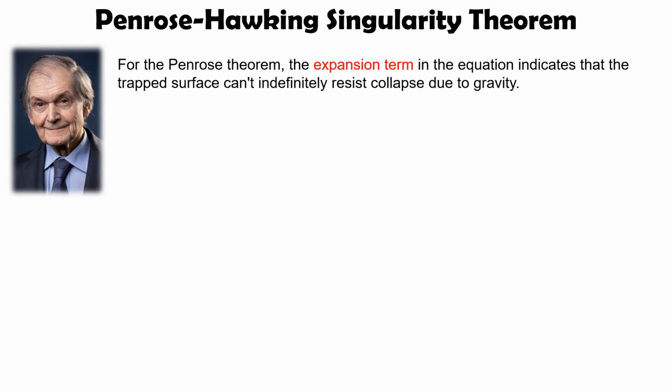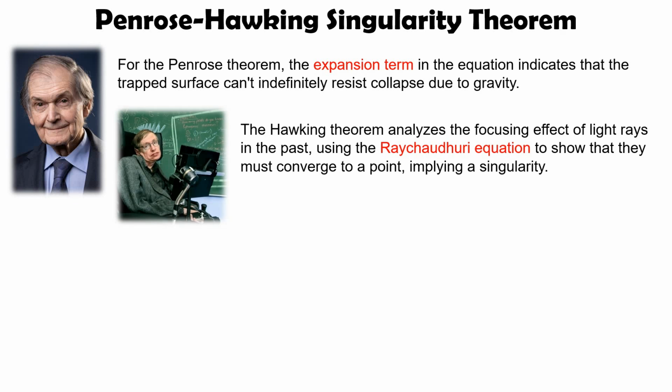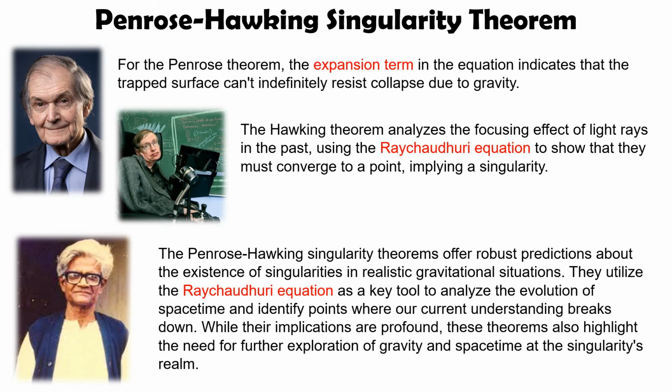For the Penrose theorem, the expansion term in the equation indicates the trapped surface. For Hawking's theorem, the focusing effect of light rays, using the Raychaudhuri equation, showed that they must converge to a point, implying a singularity. And the relation is that the Penrose-Hawking singularity theorems utilize the Raychaudhuri equations, as you will understand if you read those papers, as a key tool. Again, I repeat, they utilize the Raychaudhuri equation as a key tool to analyze the evolution of space-time and identify where our current understanding breaks down.